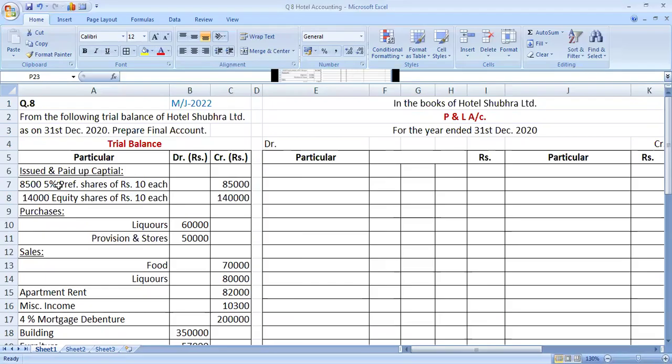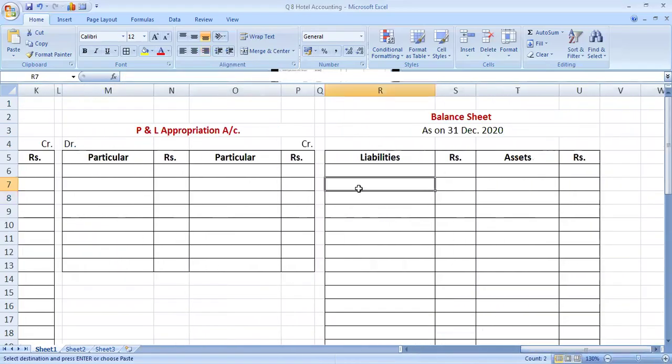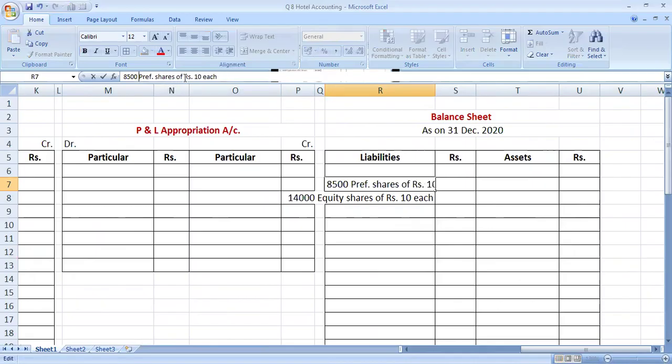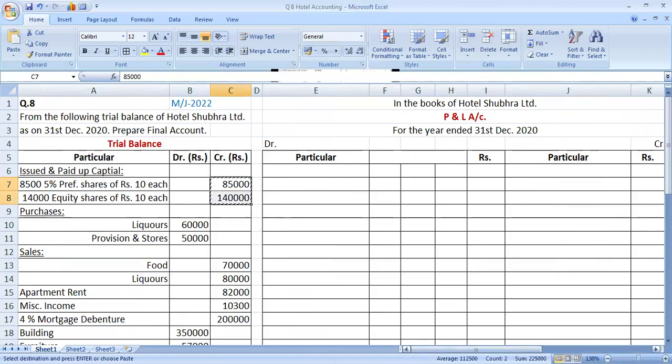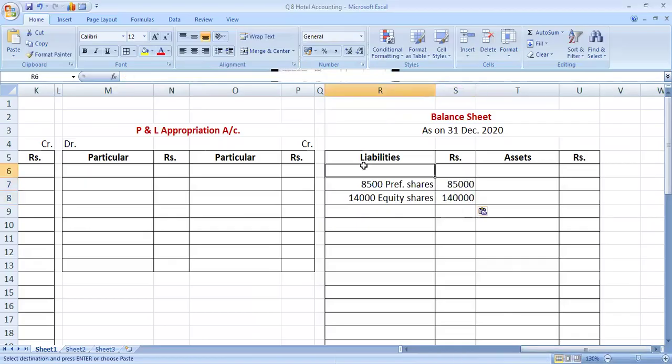First item, issued and paid up capital. It goes to the balance sheet liability side under the heading of share capital. 8,500 preference shares, amount 85,000, and equity share amount rupees 1,40,000 under the heading of share capital.